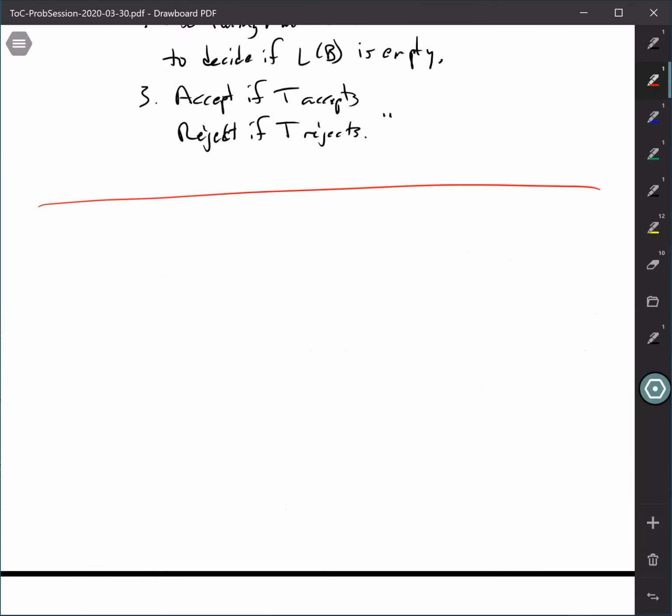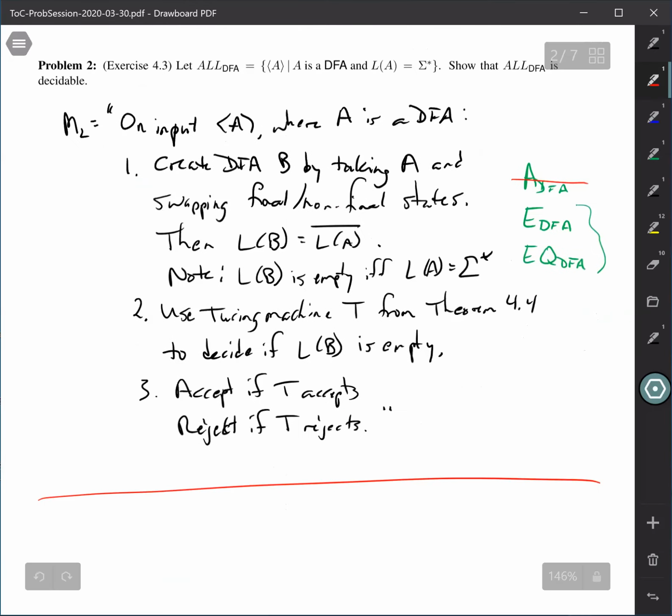Let me say real quick that the other solution to this that I had in mind actually used the EQ DFA language instead of the empty DFA language. So EQ DFA tests whether 2 DFAs recognize the same language, right? And so ALL sub DFA is asking whether a DFA accepts every string. So another thing we could do is define a DFA B that we know accepts every string, and then see if that's equivalent to A, right?